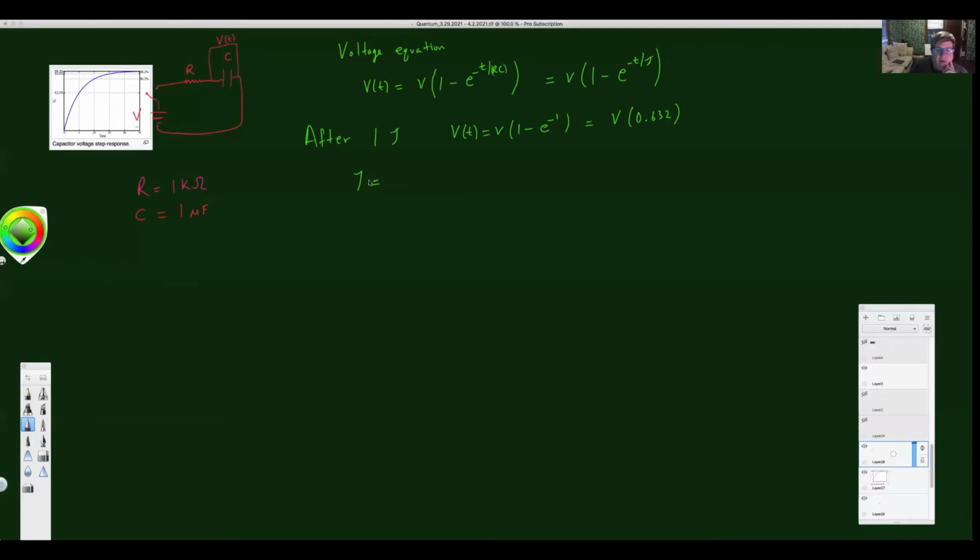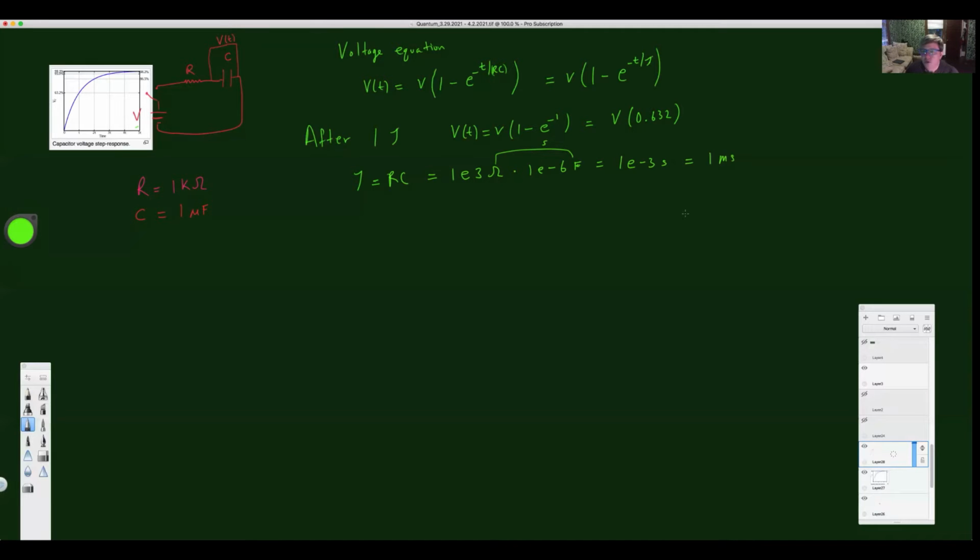Let's put my green back. R times C. So we have 1 times 10 to the 3 ohms times 1 times 10 to the minus 6 farad. And ohms times farad, the unit is seconds. You can prove that to yourself, go look up these units. As you can see, we have 1 times 10 to the 3 and 1 times 10 to the minus 6. So I get 1 times 10 to the minus 3 seconds, which is the same as 1 millisecond.